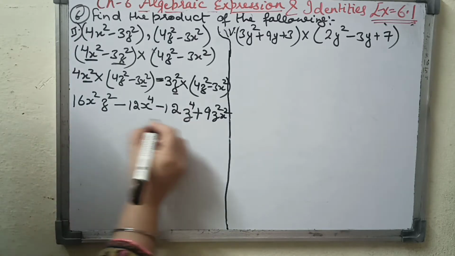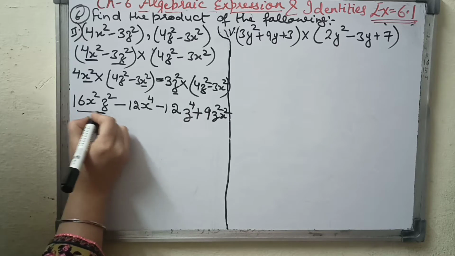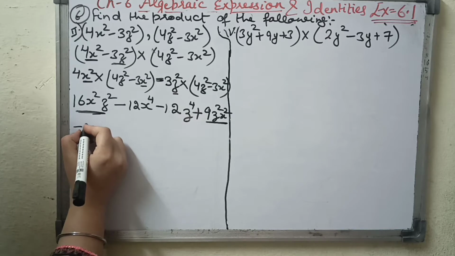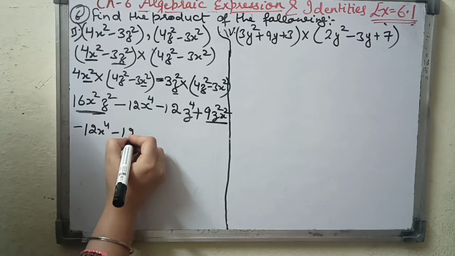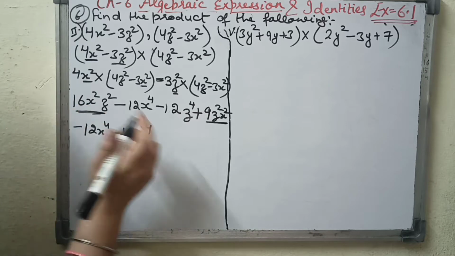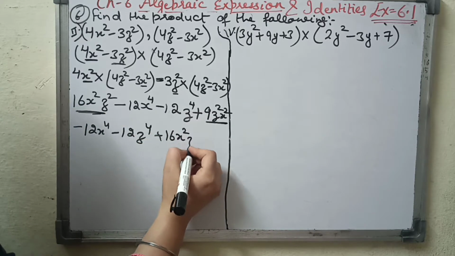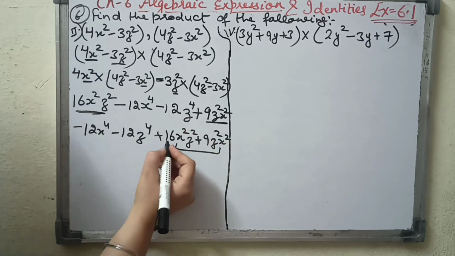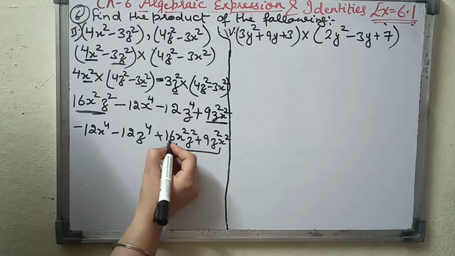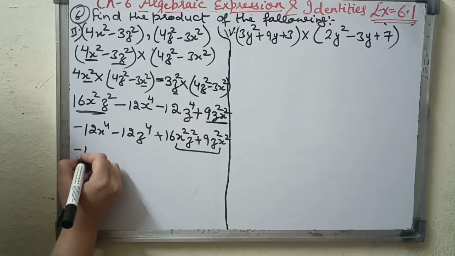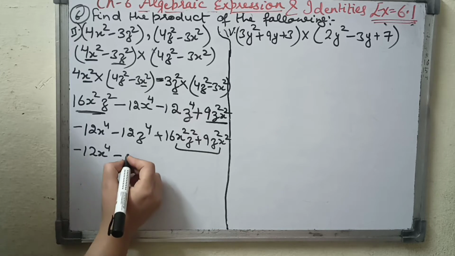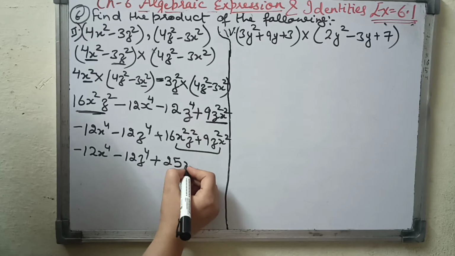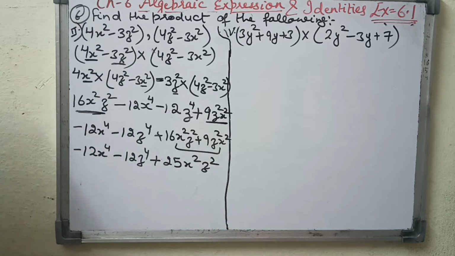Now look at the terms very carefully. If there are like terms, we collect the like terms. These two are the like terms. First of all, I will write down the unlike terms, that is −12x⁴ − 12z⁴. Now plus 16x²z², and this is 9z²x². When I add these two terms, only add their coefficients, that is 16 plus 9, that is 25. So the answer is −12x⁴ − 12z⁴ + 25x²z², and x²z² remains the same.